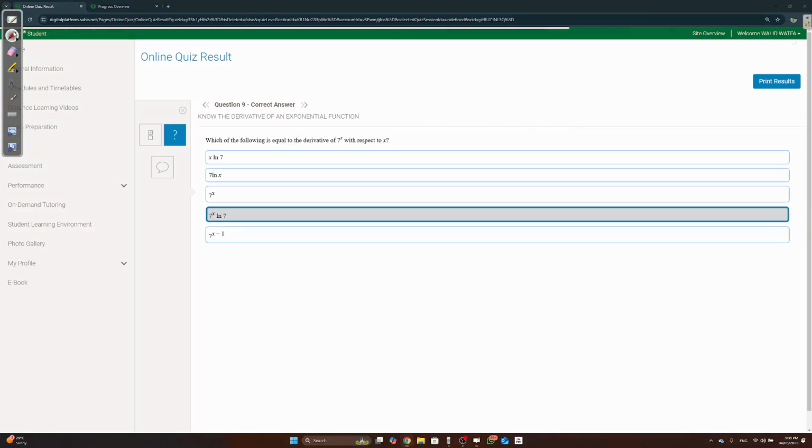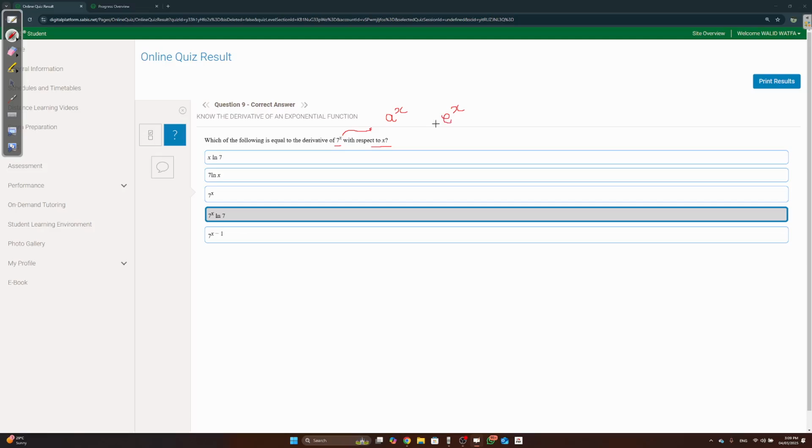Question 9. Which of the following is equal to the derivative of 7 to the power of x with respect to x? This is why I told you, please know the difference between a to the power of x and e to the power of x. This e isn't a letter that changes to, for example, 2 to the power of x, 5 to the power of x. No. E is the number itself. It's like saying pi to the power of x. This is Euler's constant, 2.718.